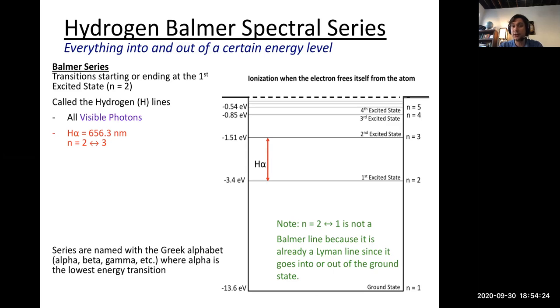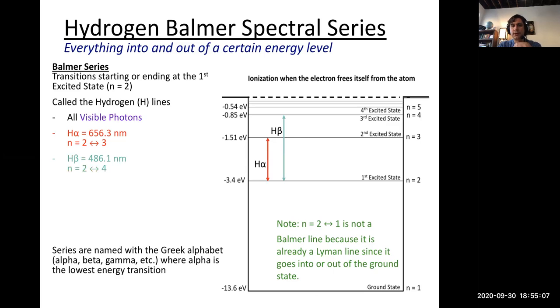The lowest energy one, the longest wavelength one, is called hydrogen alpha, and it has a wavelength of 656.3 nanometers. It takes an electron and moves it between the n equals 2 and n equals 3 levels. If it's moving up from n equals 2 to n equals 3, from first to second excited state, it absorbed that photon. If it moves down from the second excited state, n equals 3, to the first excited state, n equals 2, it emitted that red photon. Okay, so that's the lowest energy one.